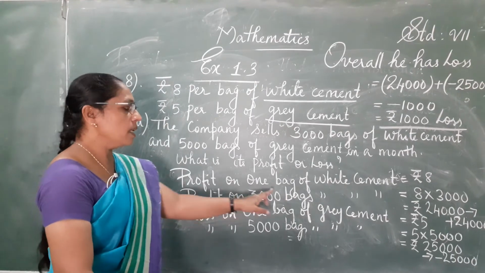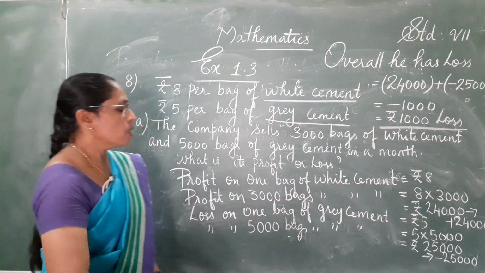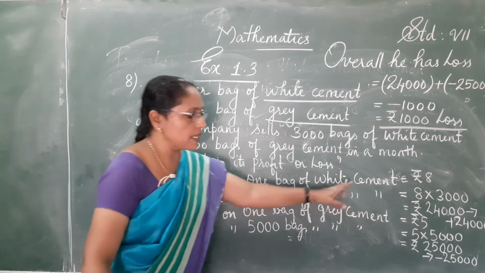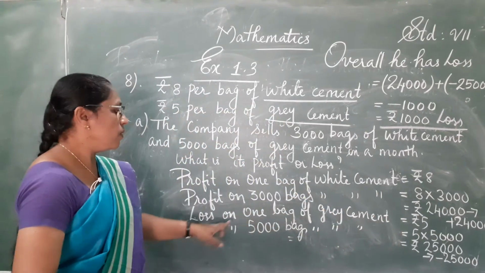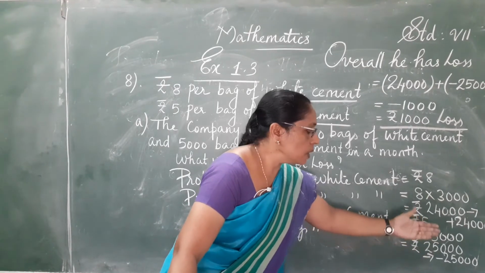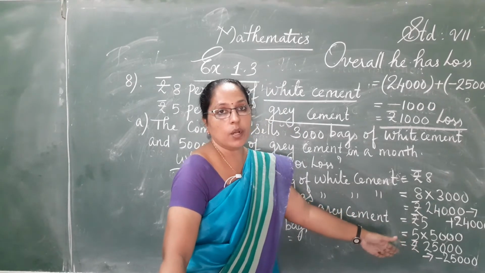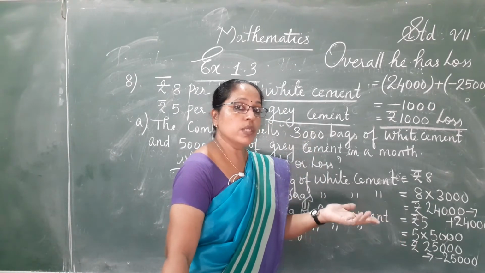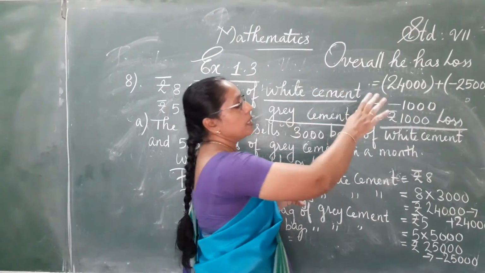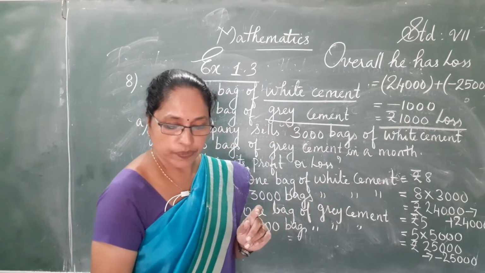So profit on 3,000 bags of white cement, that is 8 into 3,000. Okay, so we got the answer, and loss on one bag of grey cement is rupees 5, and loss on 5,000 bags is 5 into 5,000, which is 25,000. Even though he is getting 24,000 profit, in the next sale he is having loss 25,000. So 1,000 rupees loss more. Okay, so we can say overall the company is getting a loss. How much? 1,000 rupees loss.